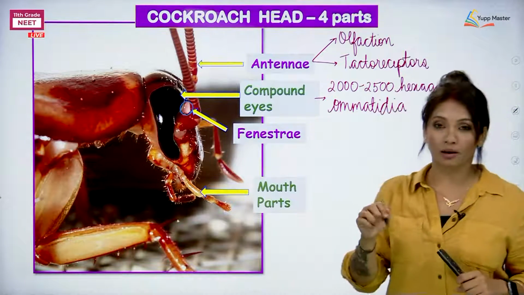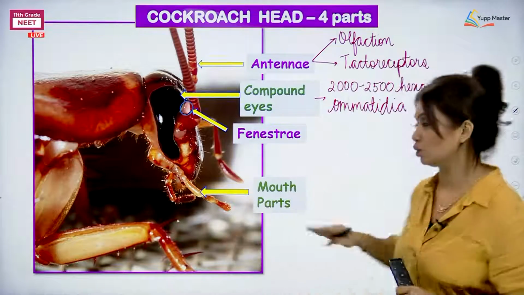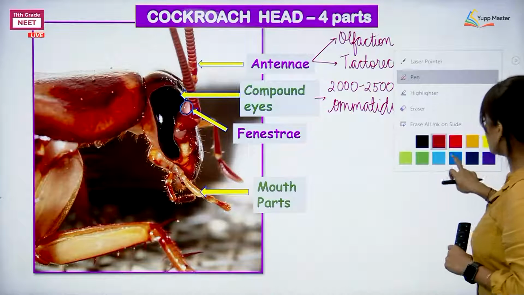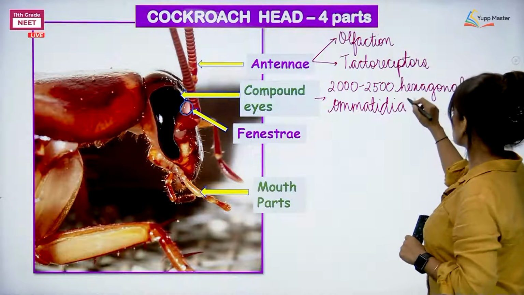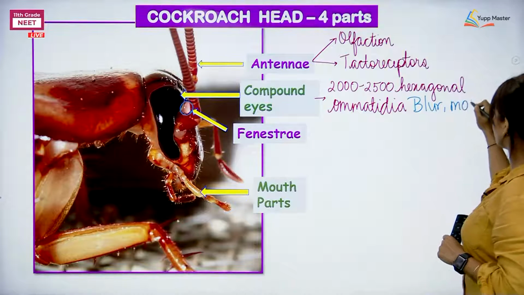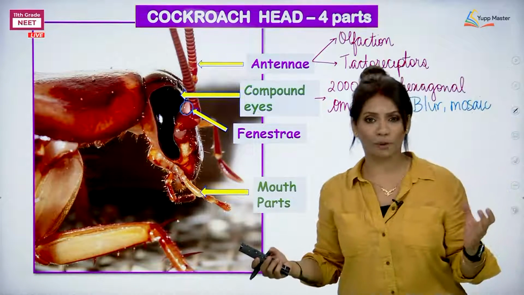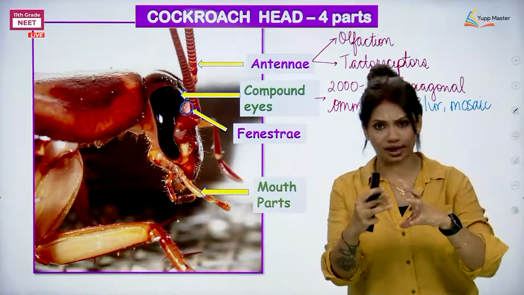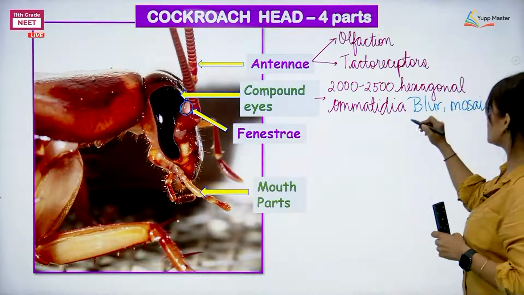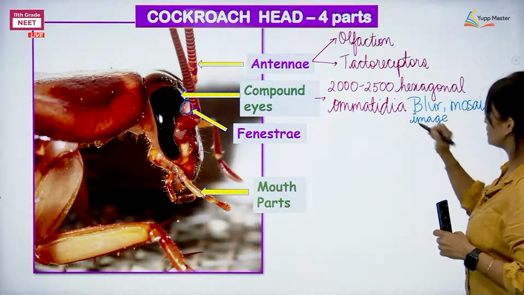And do you remember the image that was formed? This is a very important MCQ. The image that was formed in a cockroach was called a blur mosaic. What is the meaning of mosaic? Mosaic means like a jigsaw puzzle, putting many pieces together, and it was called a blur mosaic image.